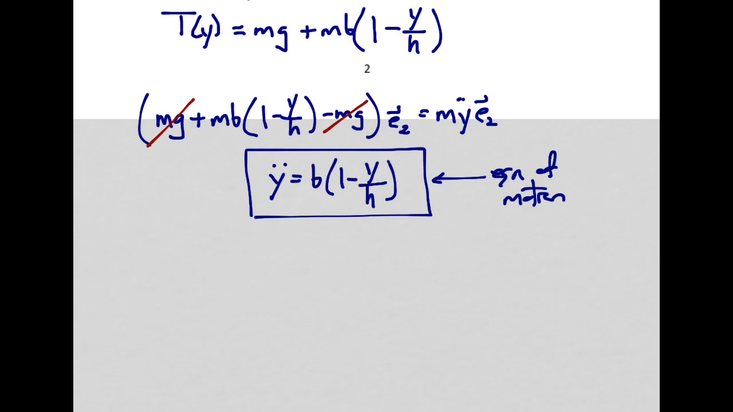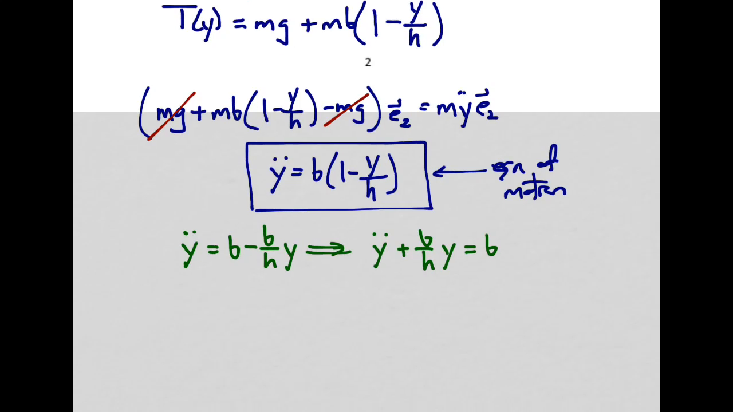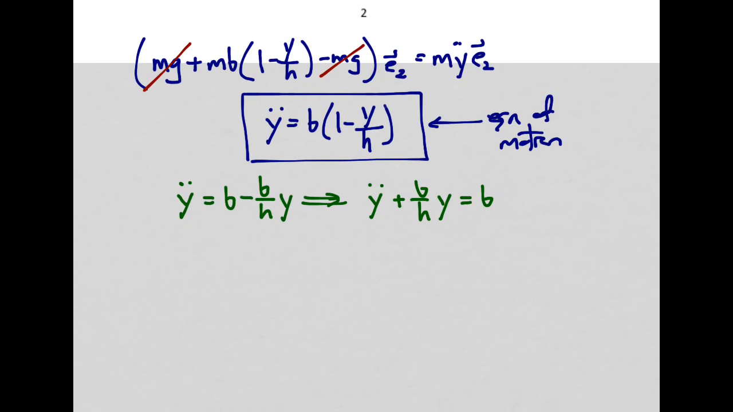This is a second-order linear differential equation, and so we can show that a little more clearly in a form that we typically like by saying that we rearrange our terms. Y double dot is equal to b minus b over h multiplied times y. You see now that it's a linear differential equation, and we put this into the form that we like to use, which is y double dot plus b over h multiplied times y, and then this is equal to b. So there is a forcing function on this, and we're going to have to get a particular solution. And so, linear second order differential equation.